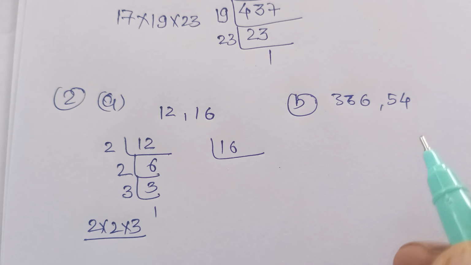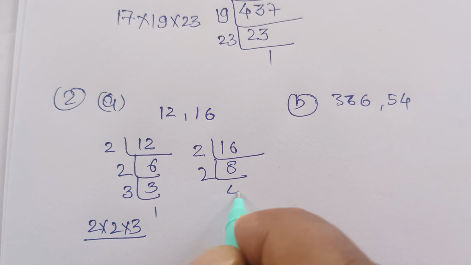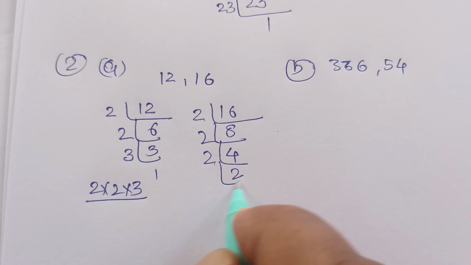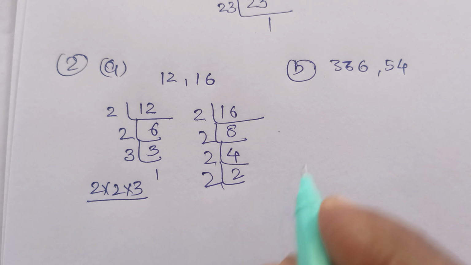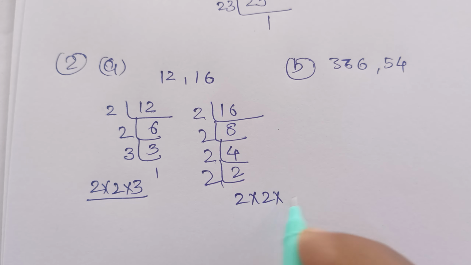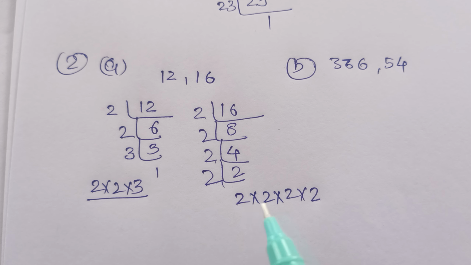Now we have to go for 16. How can we do it for 16? You see, 2 8 ja, 2 4 ja, correct. Now you have to do 2 2 ja. Now you see what you can write for this: 2 into 2 into 2 into 2. You see, how can you find the highest common factor? You see, which is available in both, the minimum number which is available in both.